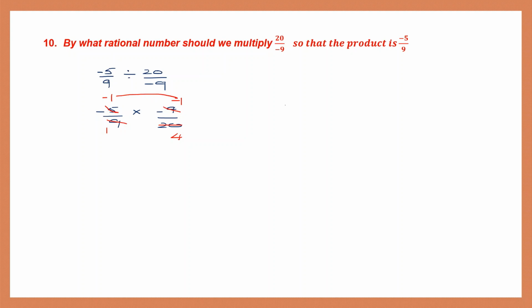Now I can multiply my numerators. That is minus 1 into minus 1. Minus into minus is plus. 1 into 1 is 1. I can also multiply my denominators, 1 into 4. 1 four is 4. So plus 1 by 4, or my final answer is 1 by 4. So 1 by 4 is the rational number which we should use to multiply 20 by minus 9 so that the product is minus 5 by 9.